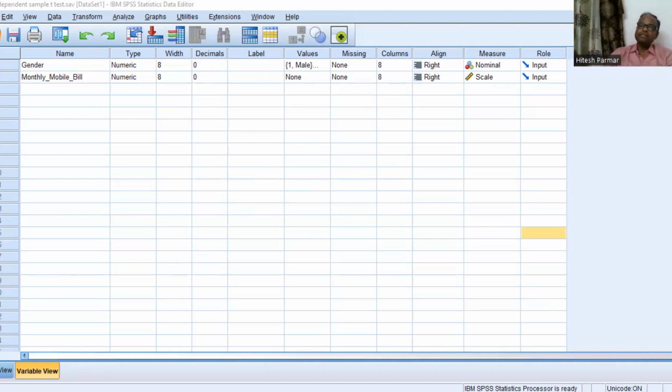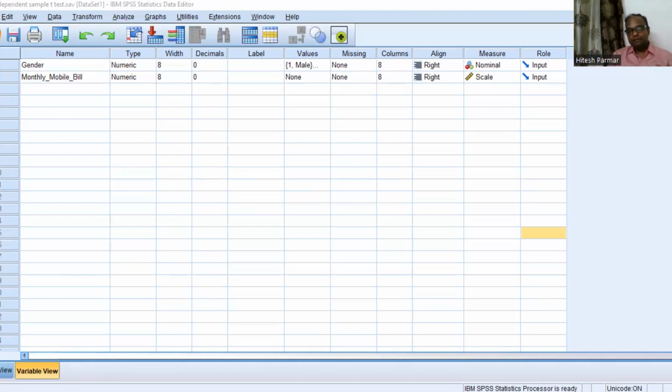We understood that it is n minus 1, but n minus 1 is for one group. If we have two groups, then for one group it is n1 minus 1, and for the other group it is n2 minus 1. And when we combine these two groups, it becomes n1 plus n2 minus 2. So for a sample size of 41, your degree of freedom will become 39. So this is why it is 39.